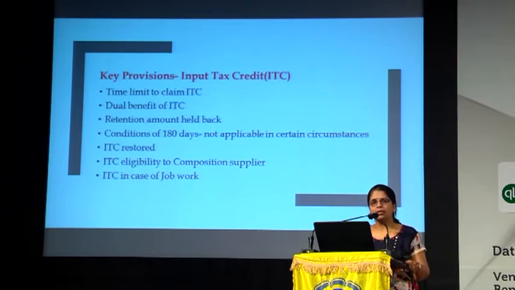ITC restored is one of the things we have to see: is it possible that you can restore your ITC? For example, last year you claimed the credit or expensed that credit actually, but this year you are aware that that credit was eligible. Can I restore that credit in my books in the current year? Because you have already expensed it off in the previous year, can you restore that credit in the current year?